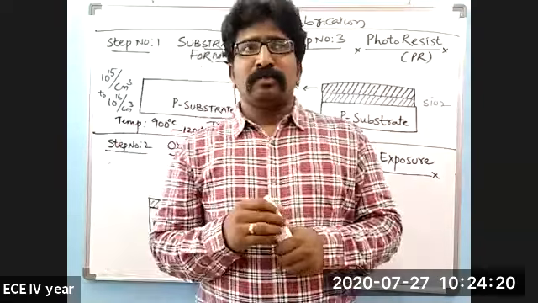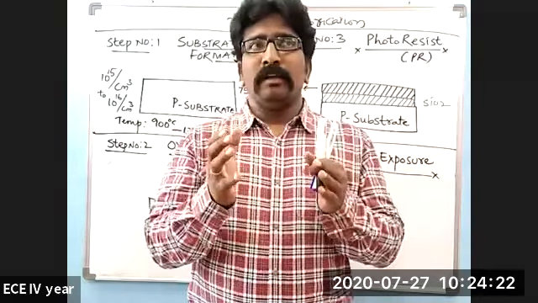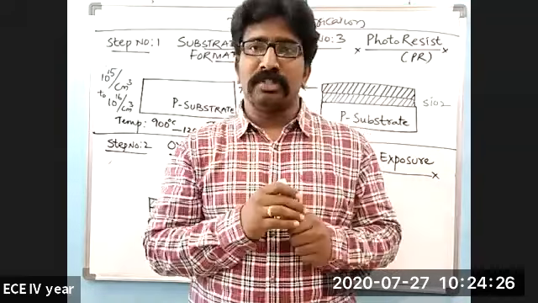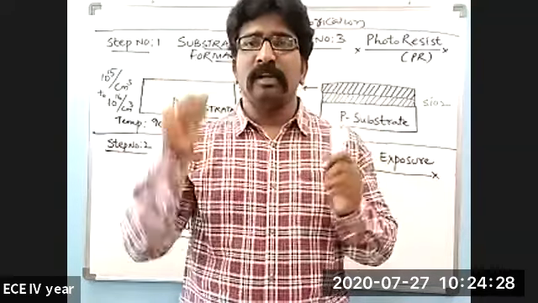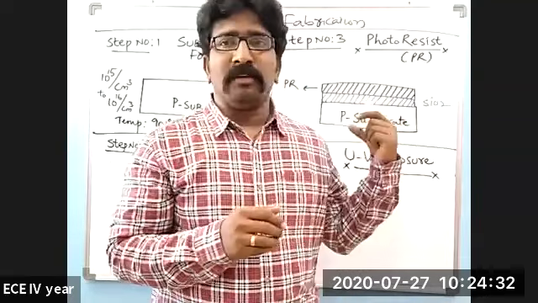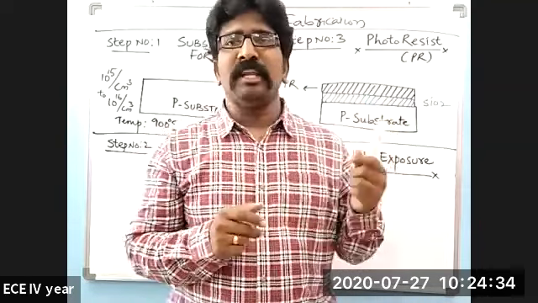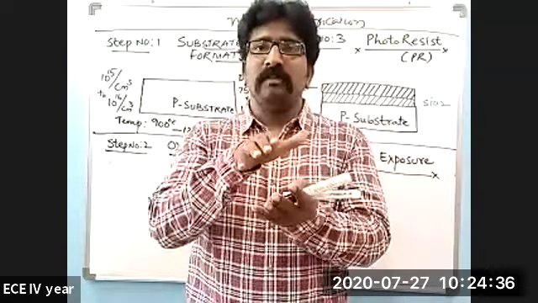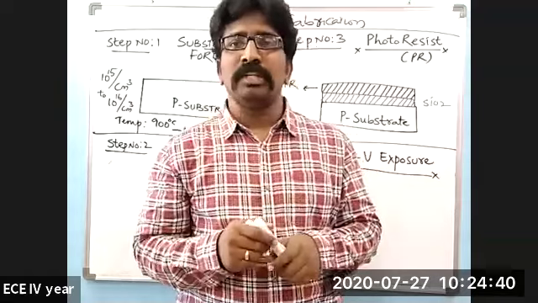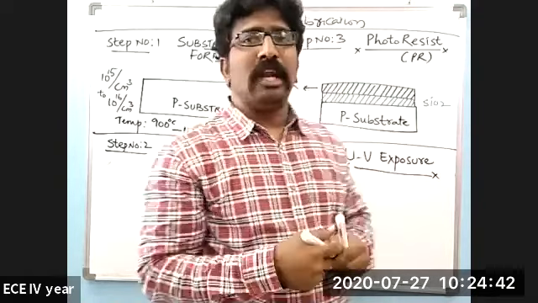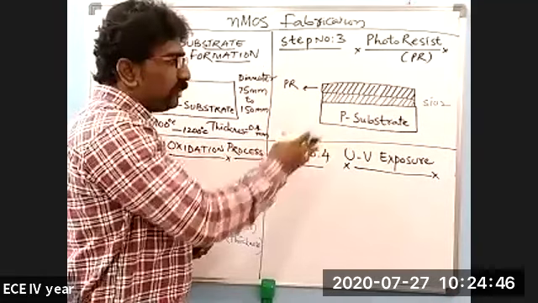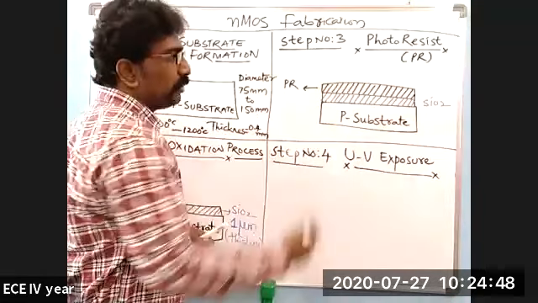Ultraviolet exposure is simply a photolithography process where the patterning of these layers will be done. Patterning means, as I've been saying right from the start of this fabrication, we are trying to harden the surface of the layers. That hardening process we call patterning here. So ultraviolet light will be used in order to pattern the layers being used here.